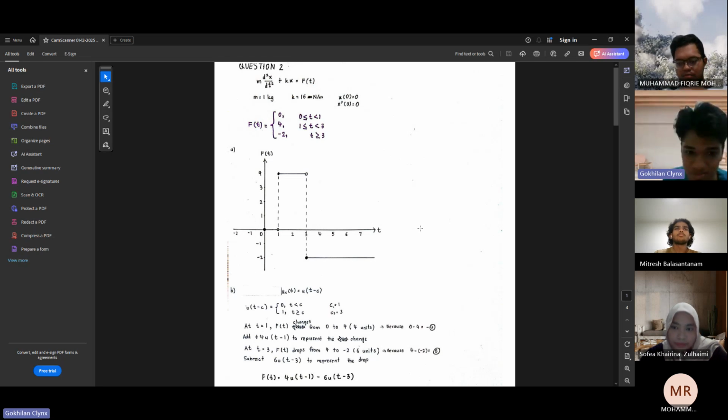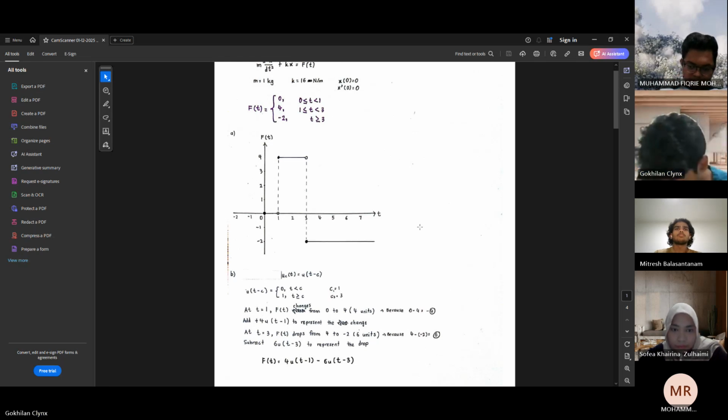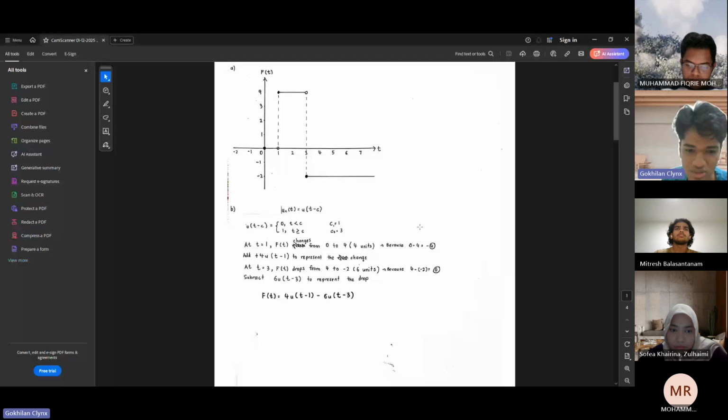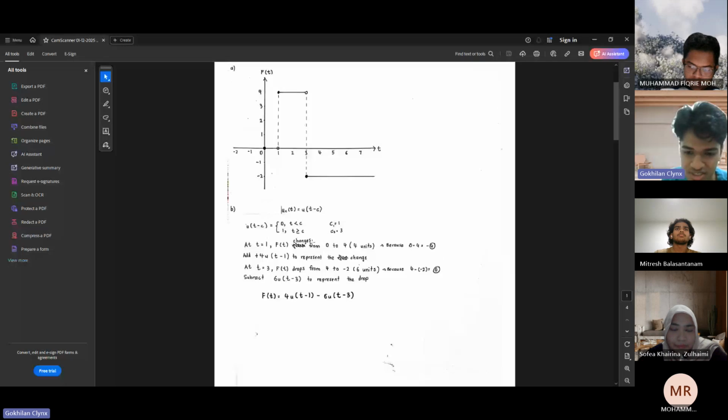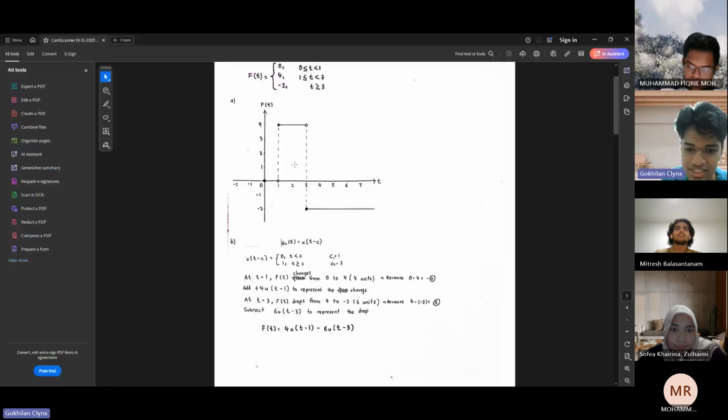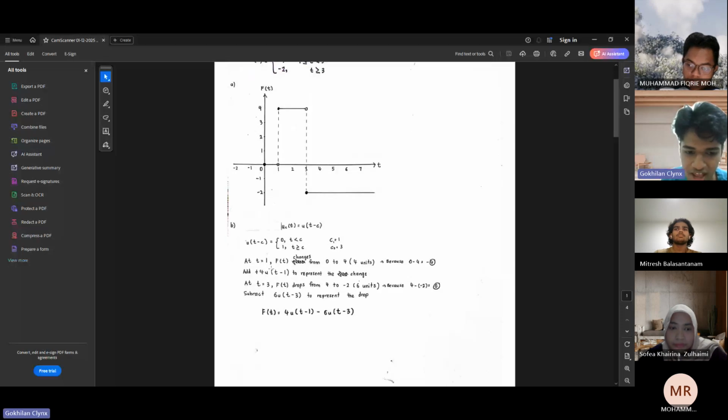And then for question B, express f(t) in terms of unit step function. So at t equals 1, f(t) changes from 0 to 4 units. It rises from 0 to 4. So we add 4 units at t equal to 1 to represent this change.